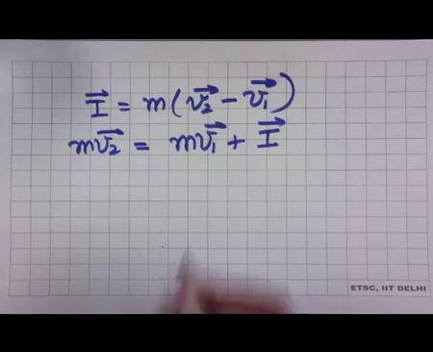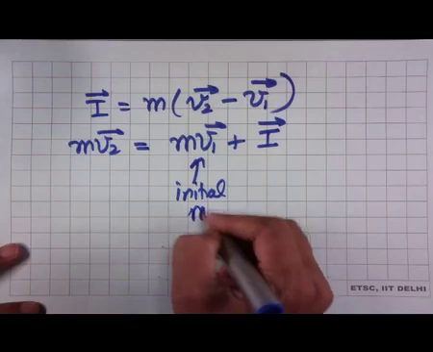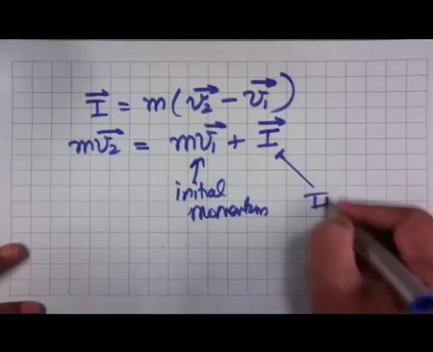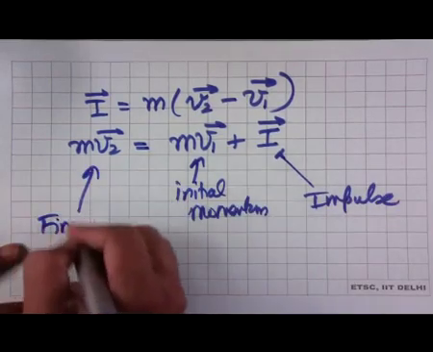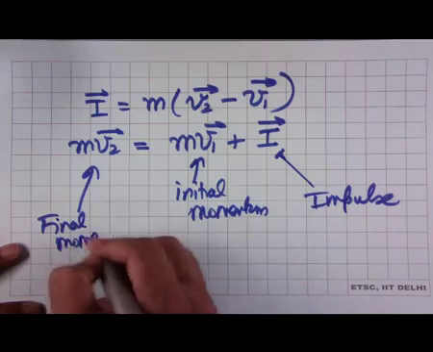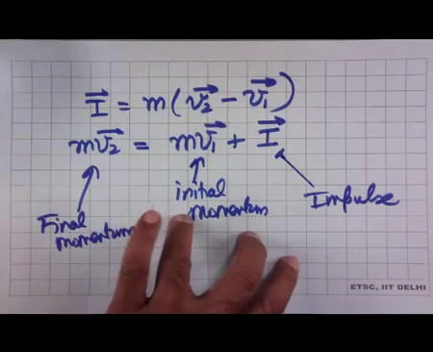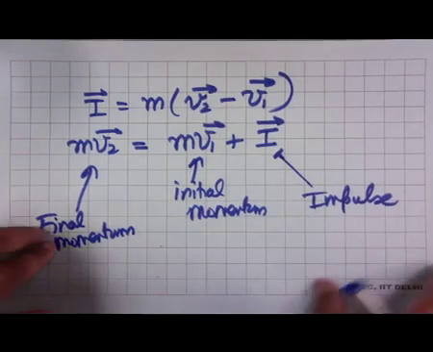So, what we can say is, this is the initial momentum, and to that you add the impulse, and that will give you the final momentum. So, if you have to find the velocity in the final state, you have the initial momentum, to that just add the impulse, and that will give you the final momentum.